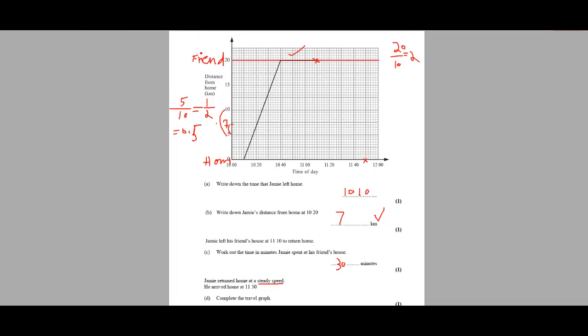So we will join these graphs. This is the complete graph of Jamie's whole journey. He started from here and reached the friend's home, which is 20 kilometers from his home. He stayed 30 minutes there, and then he came back to his house and reached his home at 11:50.